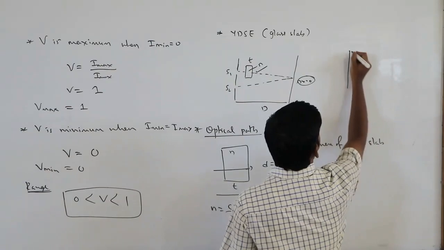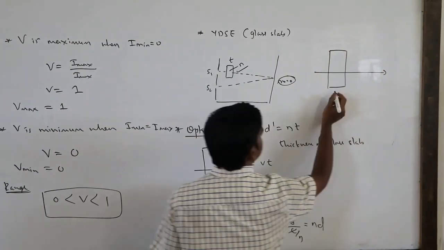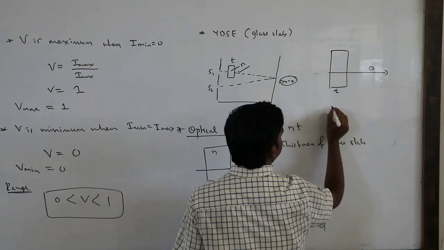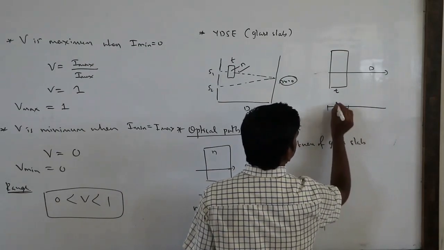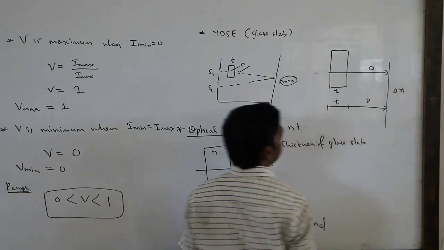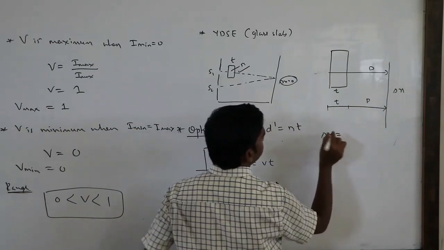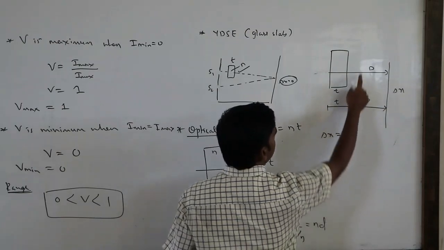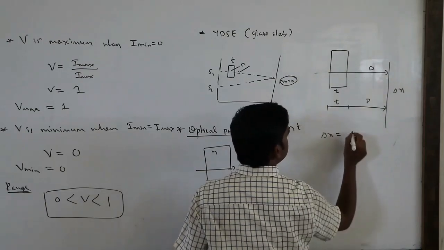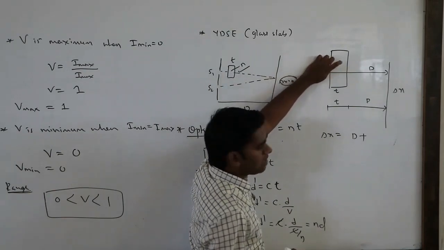Suppose you have a glass slab here. If a ray of light travels from here to here, the distance is d, and here the distance is t. So outside here the distance is t, and here the distance is d. Now if you want to check the path difference, what is the total distance traveled? This one is d plus the light travel distance t inside the glass slab.